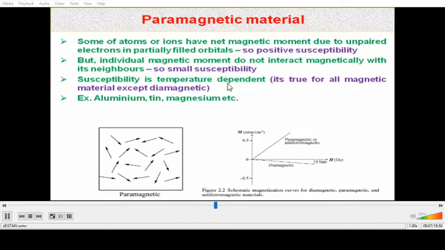Moreover, susceptibility is temperature dependent, and this is true for all magnetic materials except a diamagnetic material. A few known examples of paramagnetic materials are aluminum, tin, magnesium, etc.